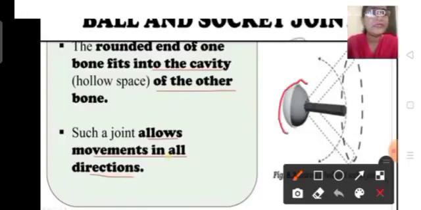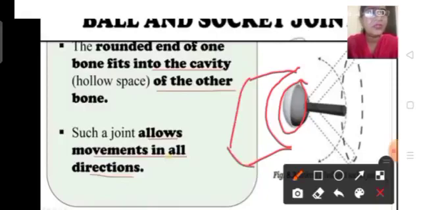If we consider this as the rounded end of one bone, and here is the cavity of the other bone, this rounded end of the one bone fits into this cavity. Children, we call this cavity a socket. So the rounded end of one bone fits into the cavity of the other bone. This is the ball and socket joint. Because of this arrangement, this joint allows movement in all directions.